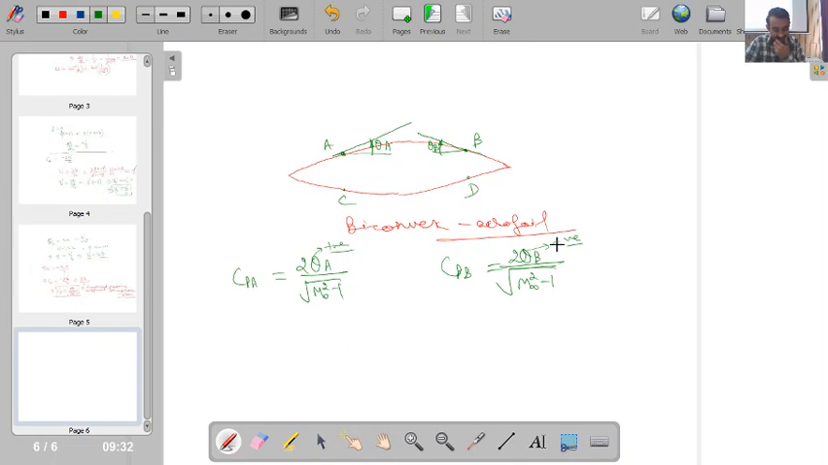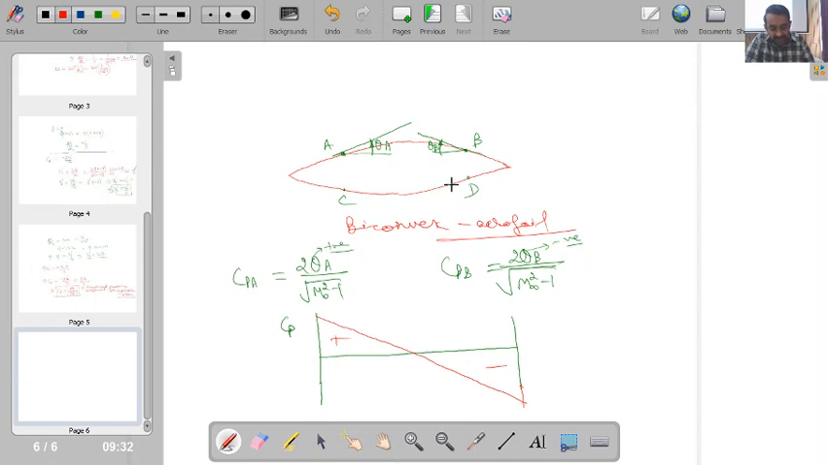So the meaning is, if you plot the value of Cp for this aerofoil, in the initial portion Cp will be positive, and in the other half it will be negative. Is this point clear? So this is positive, this is negative. Okay. Point is clear?